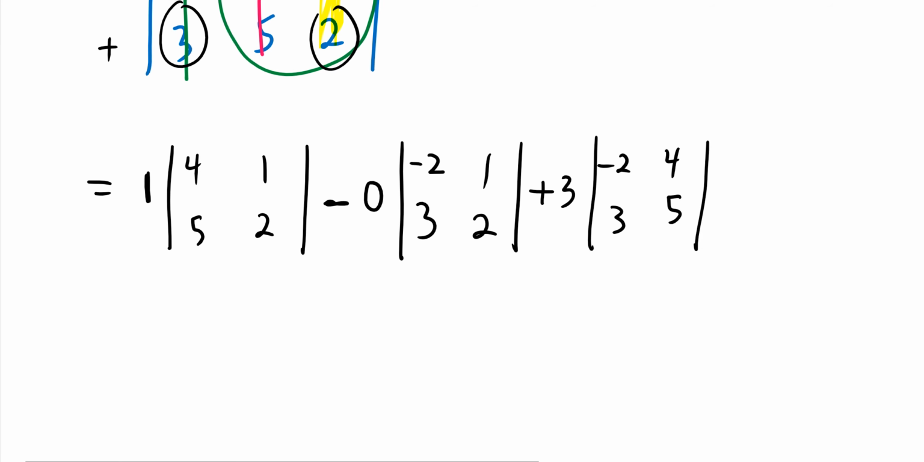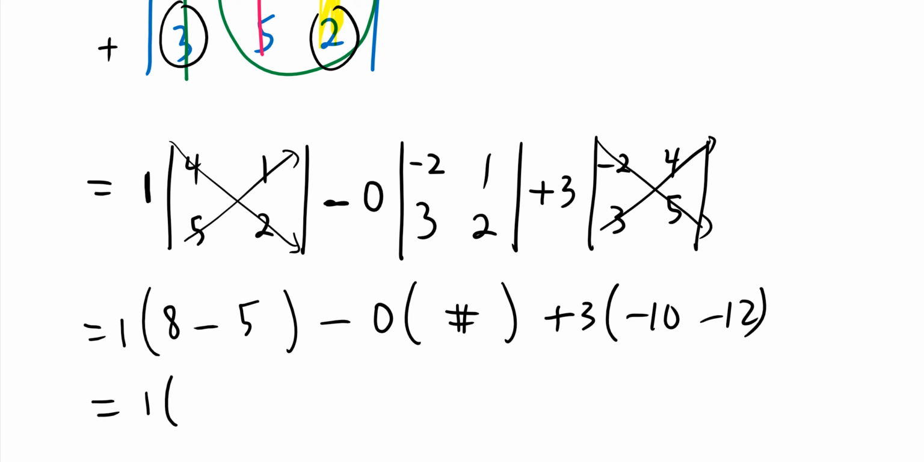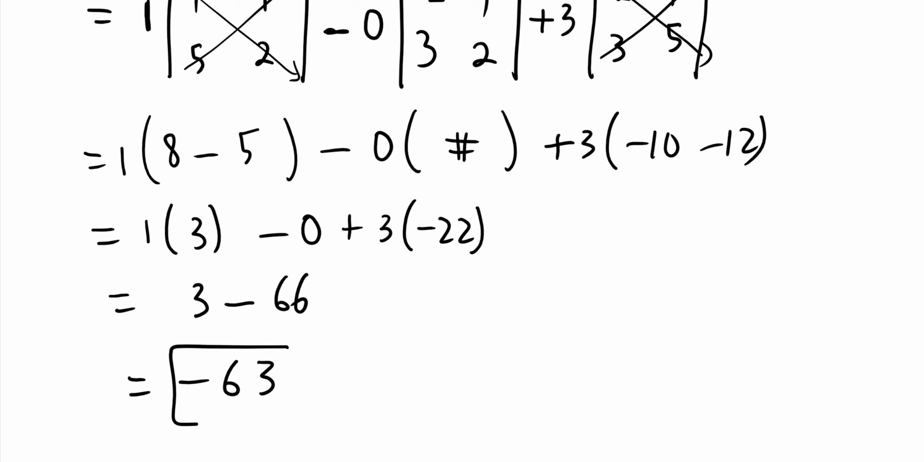Now this becomes a standard determinant. You multiply 4 times 2 is 8, minus 5 times 1 is 5, minus 0. We don't care what we get here, some number. That's why we chose the row or the column that has more zeros in it, because the 0 will cancel all these determinants. Plus 3, -2 times 5, -10. This times this, -12. Let's see what we get. 1 times 3 minus 0 plus 3 times -22. And what we get in here, 3 minus 66. So that's a -63. That's the determinant.